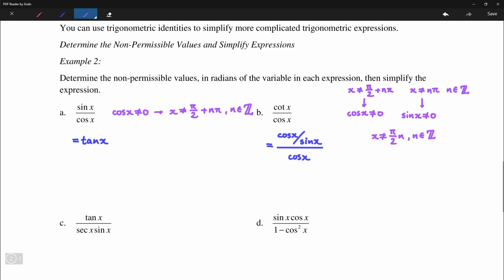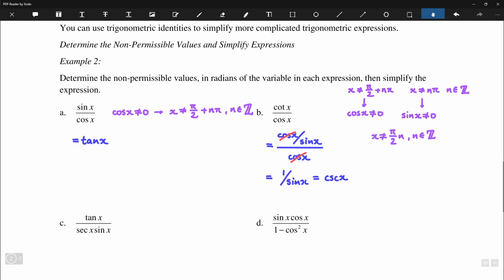And that is the case for example B. So if we have cotangent x divided by cosine x, then x cannot be integer multiples of pi over 2. Okay, let's continue simplifying this. Of course, here the factors of cosine x will be eliminated in both parts. So this expression simplifies to just 1 over sine x. And as we know, 1 over sine x is equal to cosecant x.